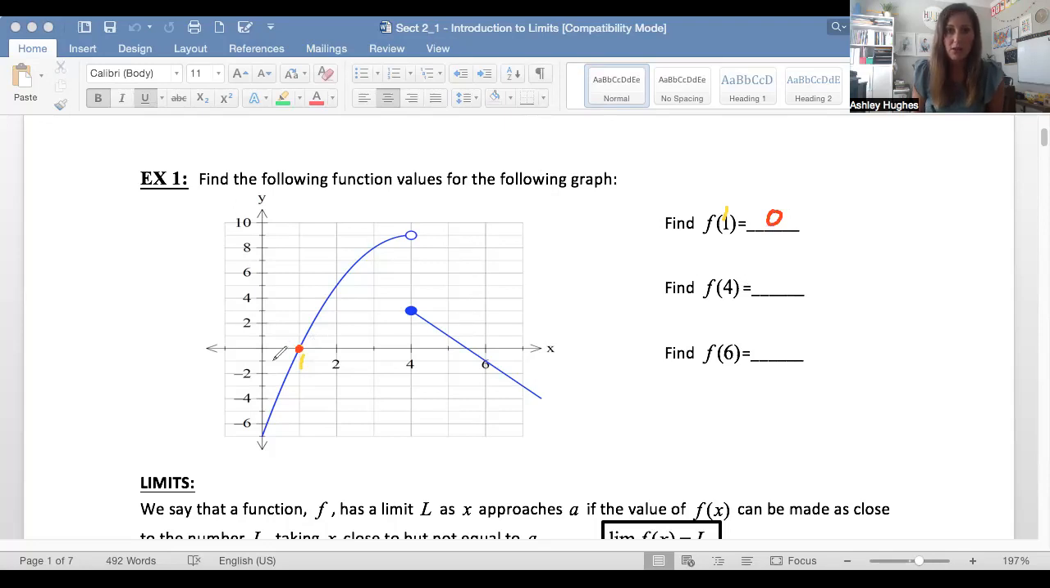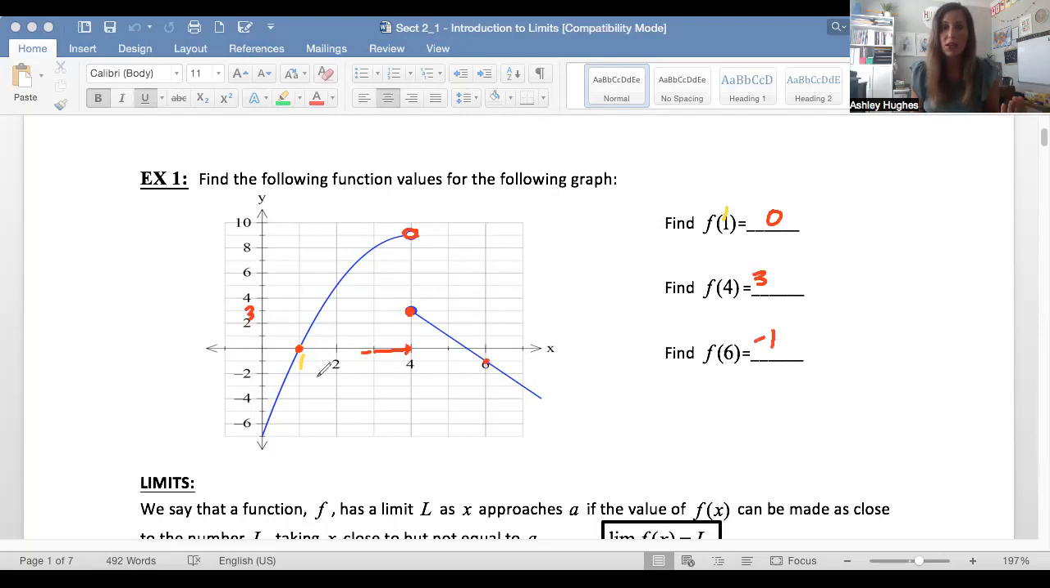So f of 4, well, here's 4. So 4, if I go along and find 4, I see that I have a closed in circle here and I have an open circle here. Which one would you guess is the one that is actually the value? It's the one that's closed in. So if I follow it along here to the y-axis in between 2 and 4, that would be 3. F of 6, here's my 6. I go down, it's right here, which is at -1.